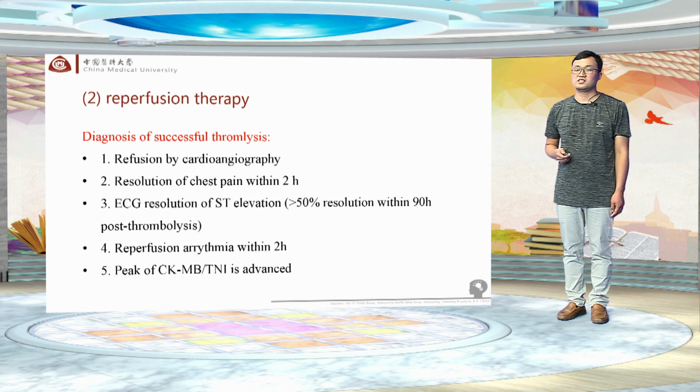For thrombolysis, to judge whether it is successful or unsuccessful, there are the following 5 aspects: first, reperfusion shown by cardiac angiography. Second, the resolution of chest pain within 2 hours. Third, ECG resolution of ST elevation. Fourth, reperfusion arrhythmia within 2 hours. Fifth, the peak of CK-MB or troponin I is advanced.